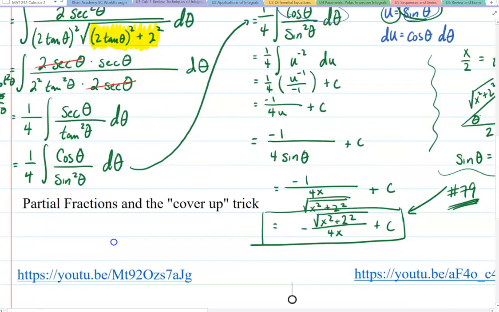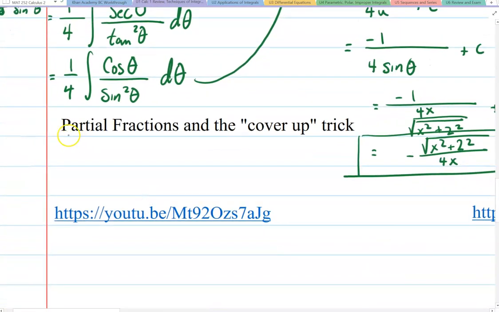In the next video, we'll cover the last component of this unit, and that's where we integrate using partial fractions.